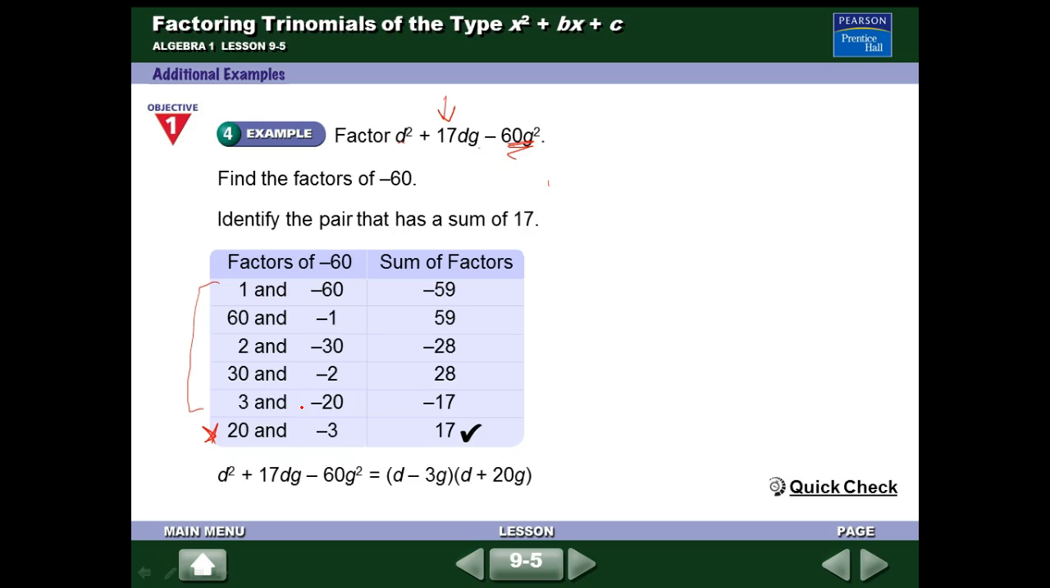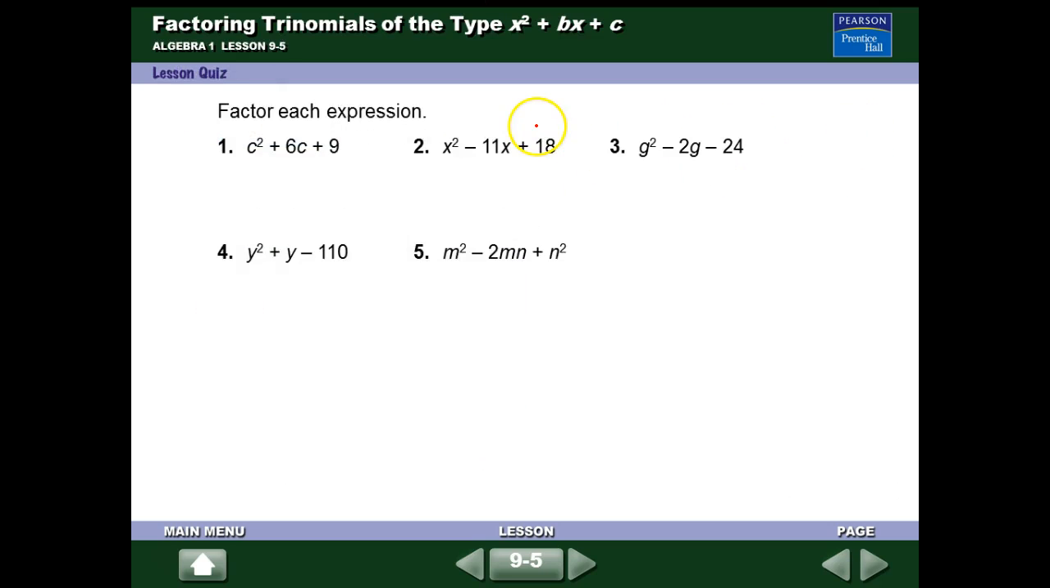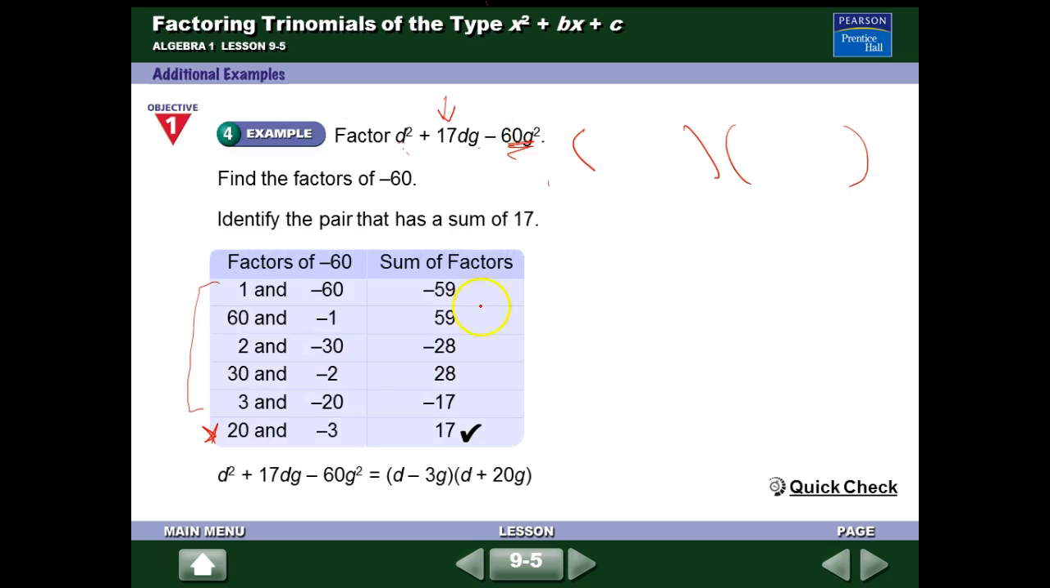What does that look like? Well, I have a d squared and a g squared at the end, so I know my d, and this is where it gets a little complex here, my d is going to have a leading coefficient of 1, because in order, when I do my first, to get d squared, it has to be just 1's out in front of these. Okay, so 1 times d, 1 times d. Now, the last part is g squared. So I know I have to have a g here to get a g squared.